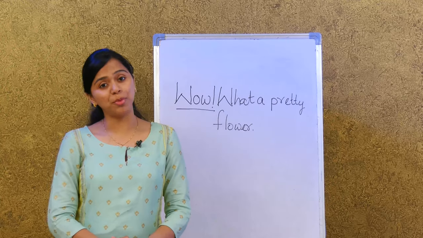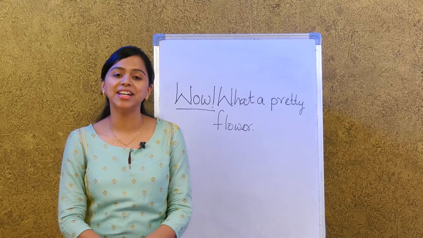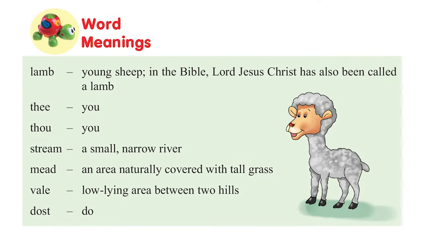This is a beautiful poem by William Blake. And we have come across few words. Let's learn their meaning. Lamb is a young sheep. In the Bible, Lord Jesus has also been called a lamb. Thee means you. Thou means also you.